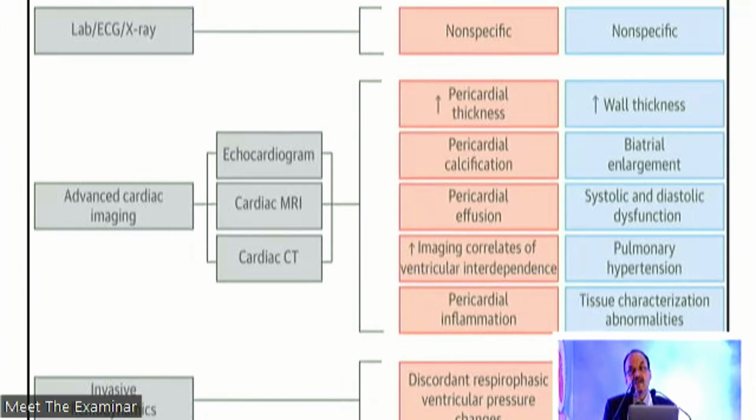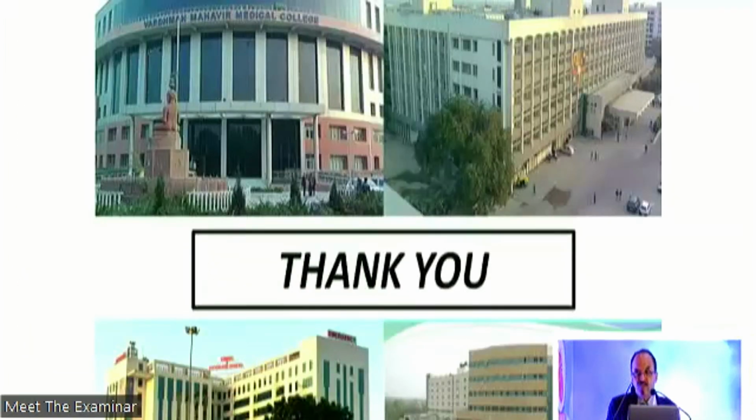And the pulmonary artery systolic pressures, we again discussed that if they are more than 60, then they are suggestive of restrictive cardiomyopathy. And as far as the invasive hemodynamics are concerned, again, the respirophasic ventricular pressure differences are important in case of constrictive pericarditis and also to distinguish it from restrictive cardiomyopathy. I thank you for your kind attention.